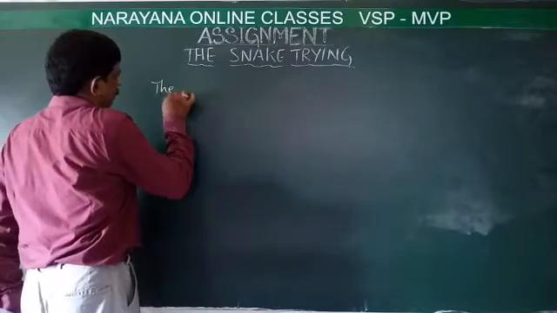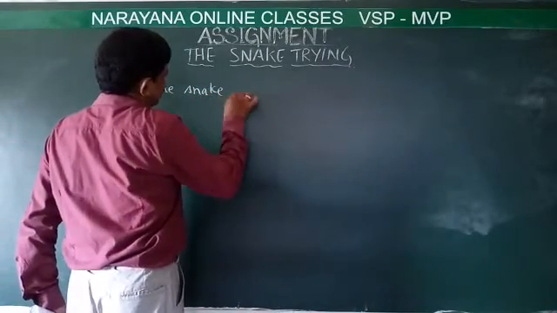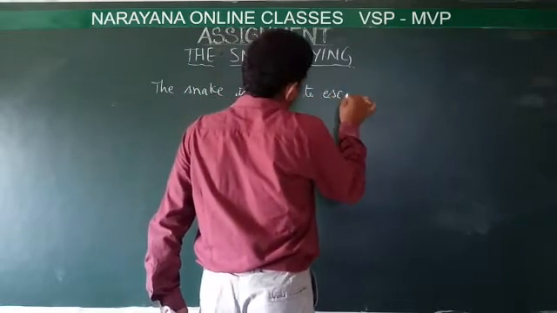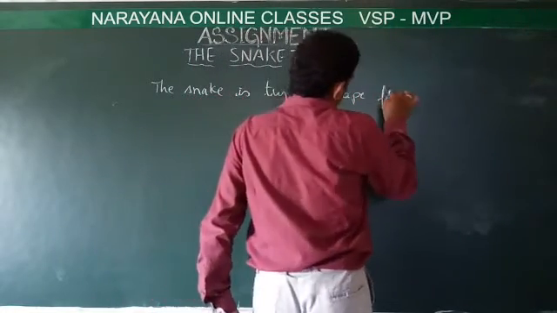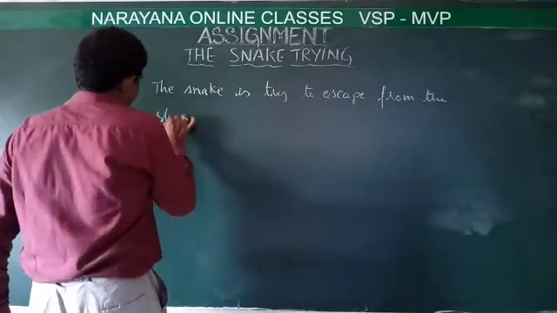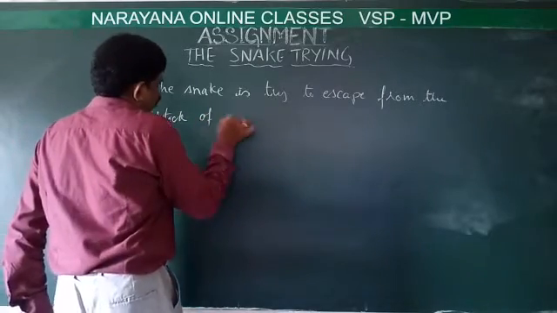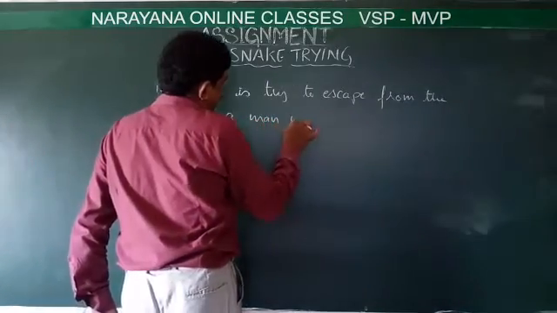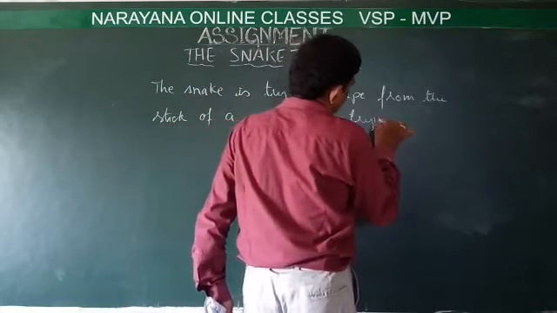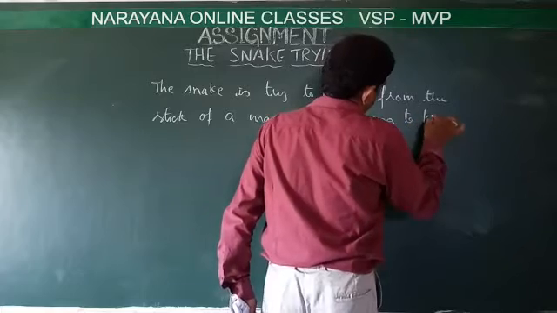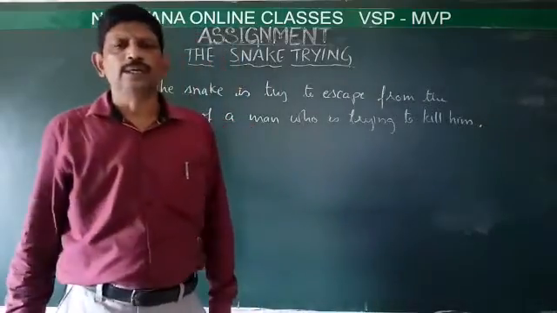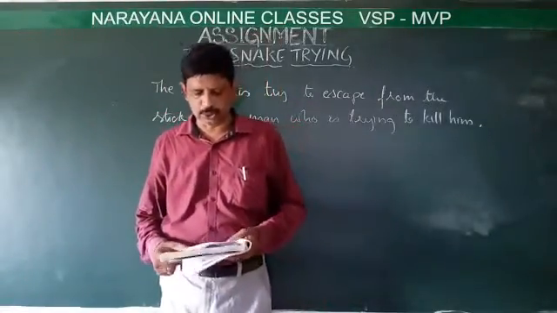The snake is trying to escape from the stick of a man who is trying to kill him. Okay, so that's the first question. Now let us see the second question.